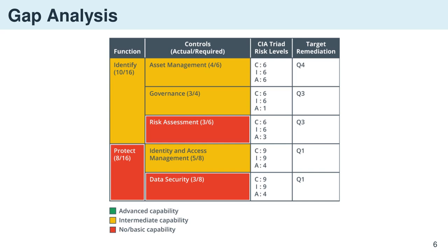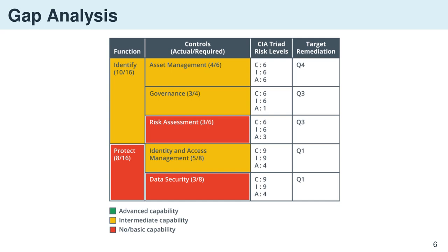Define the standard. Select the framework or baseline you're measuring against. This could be NIST, ISO 27001, CIS benchmarks, or internal policy standards. Assess current state. Document existing policies, controls, processes, and technologies. Identify gaps. Pinpoint where controls are missing, weak, outdated, or non-compliant.